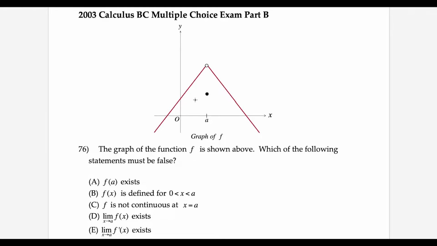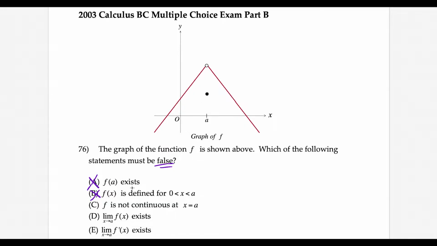So f of a exists. That's definitely true because the function is defined on the graph, so that's out. We need the one that's false. Then we have f is defined from 0 to a, which is true because I could follow the graph, and even though at a we have a hole here, the function is defined at a, so this one's out.